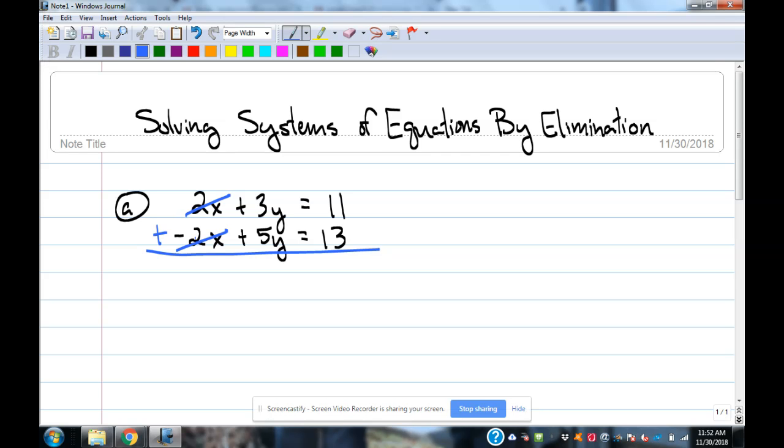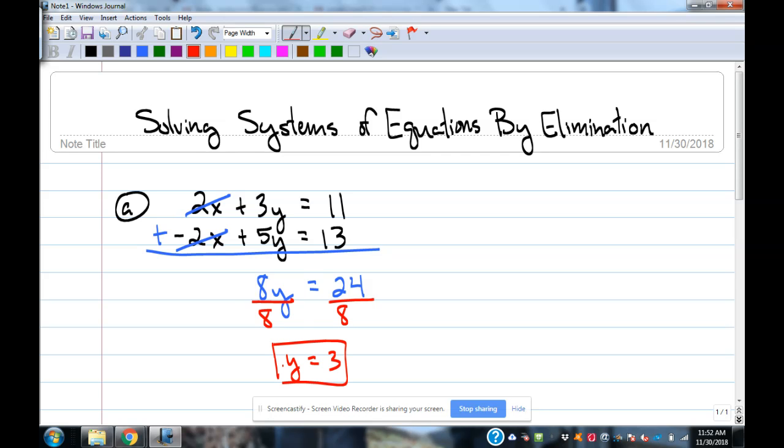What's positive 3 plus positive 5? 8y. And then over here on the other side of the equal sign, we got 11 and 13. What's 11 plus 13? 24. Now we've got an equation that only has one variable in it. Can we solve that for y? How? Yeah, just divide by 8. Good. So if I divide by 8, we get y is equal to 3.